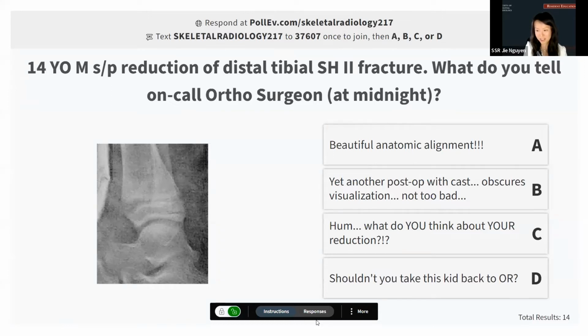So we have 14 brave souls who have selected some choices here. Any last minute choices for anyone before we show the responses and review the case? One more.